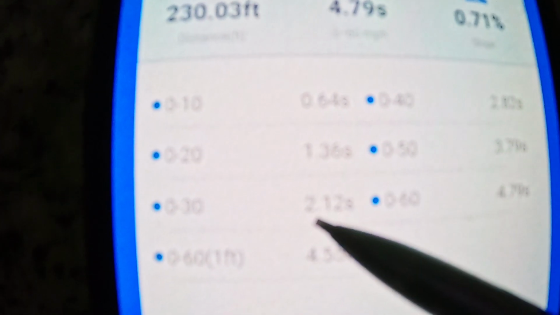My 0 to 10 was faster, 0 to 20 and 0 to 30 was faster. Over here, my 0 to 40, 0 to 50, and 0 to 60 are all slower. And that's because the torque converter is locking up and slowing the car down from 0 to 40 until 60. That's very evident here on the graph. That's a problem, it really is.